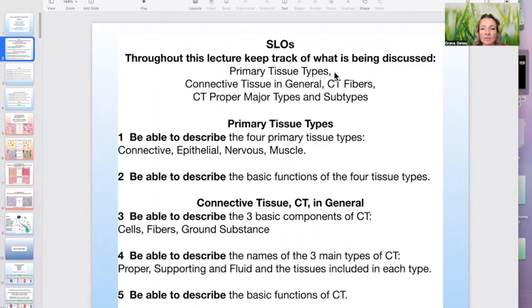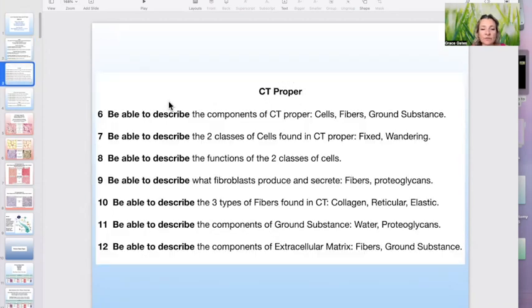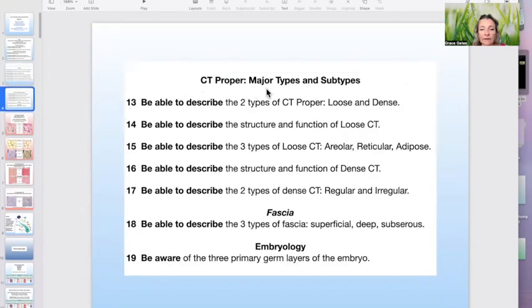We start with primary tissue types, then we talk about connective tissue in general, connective tissue fibers, connective tissue proper, major types and subtypes. So just kind of try to keep it organized. Here's the learning objectives for primary tissue types, connective tissue in general, then connective tissue proper, which includes connective tissue fibers, then connective tissue proper, major types and subtypes, and then a bit on fascia and embryology.